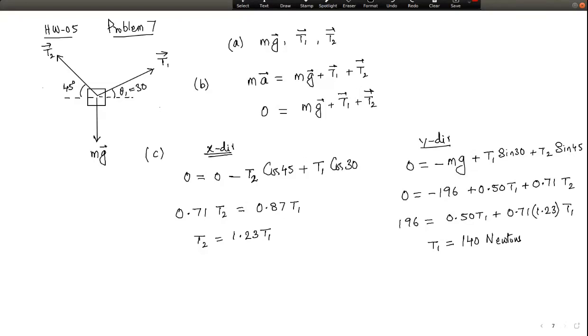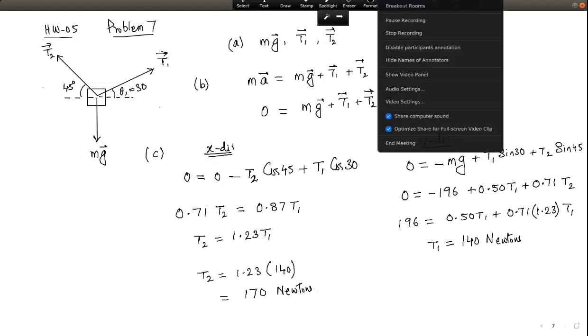Once I know T1, I can put it back in the second equation to get T2 is equal to 1.23 times 140. And that gives me 140 times 1.23, and that's 170 newtons. Now that's the tension in the strings. Clearly, the left one has more tension in it than the right one. I'll pause here.